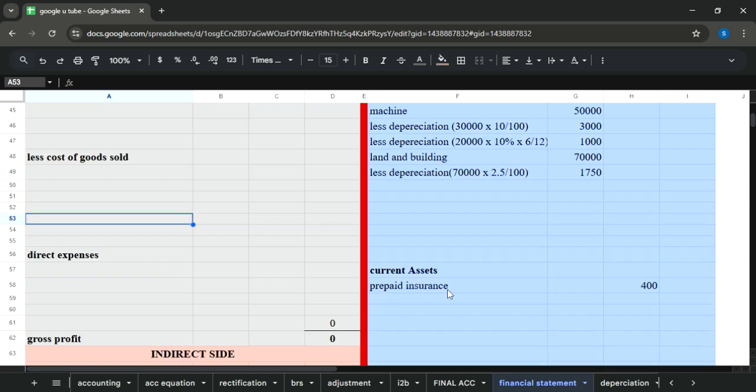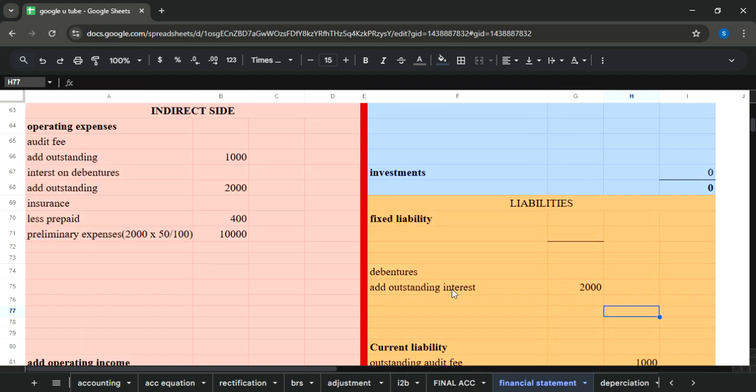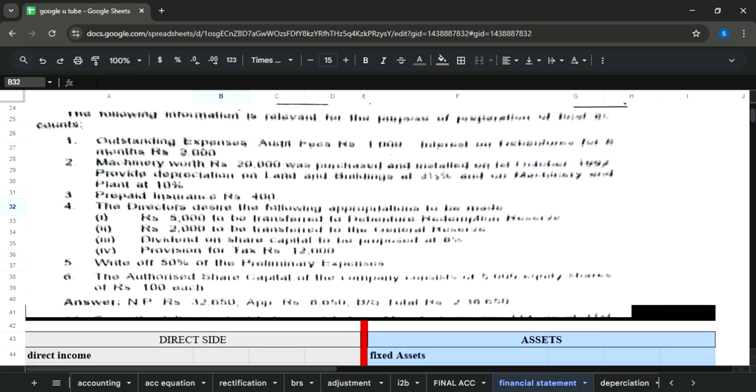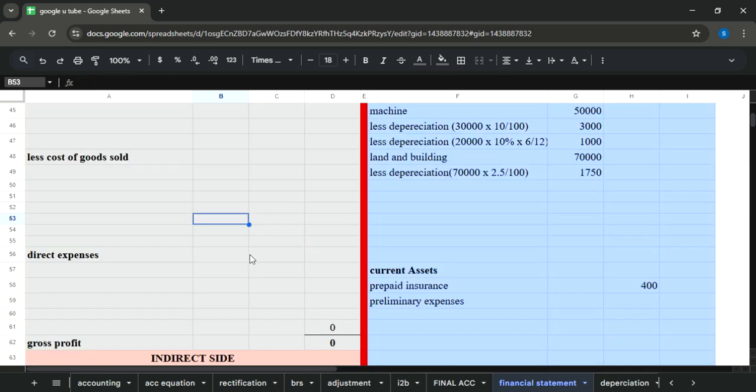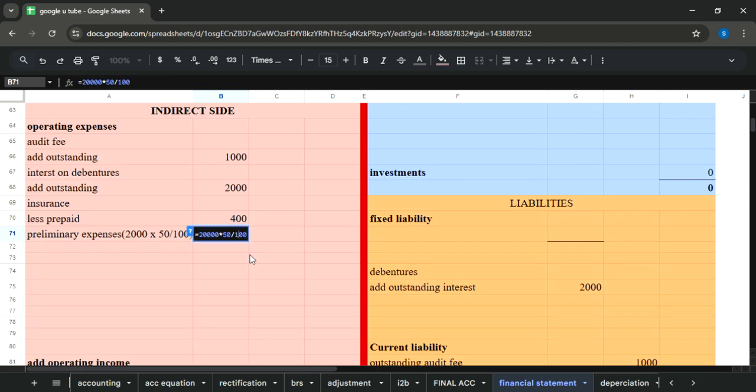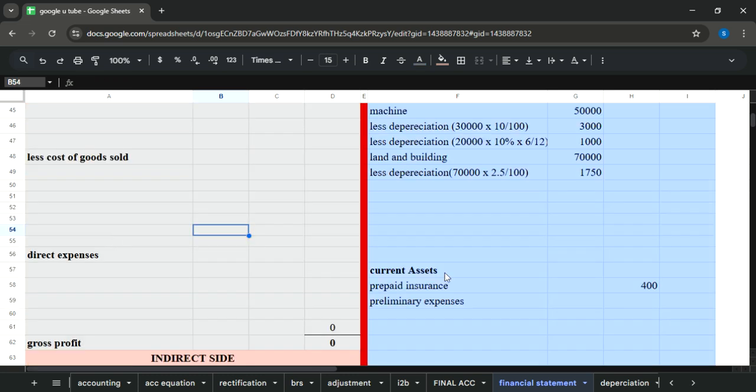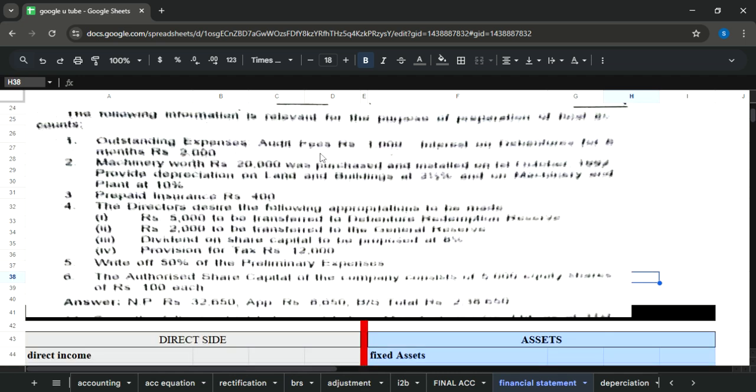Now we will go to current asset side, and here we will mention preliminary expenses because actually they are current asset. So out of 2,000, let's see how much amount of preliminary expenses was. That was 2,000. One extra zero was there. So 1,000 you have mentioned in operating expenses. Remaining 1,000 would be considered as your asset. Okay guys, fifth adjustment is completed.